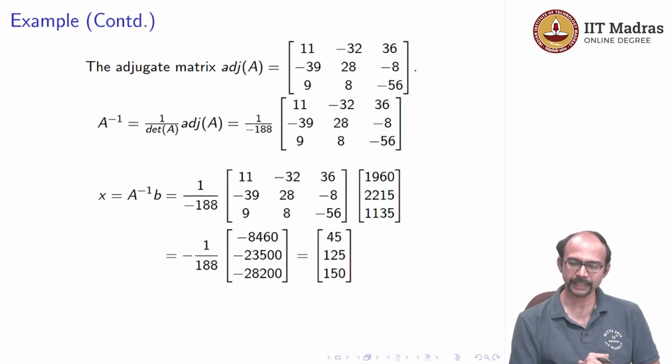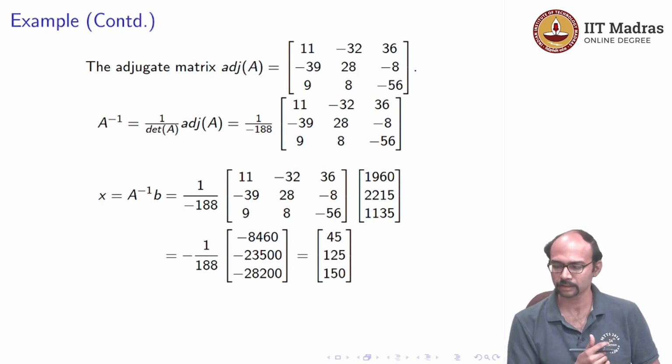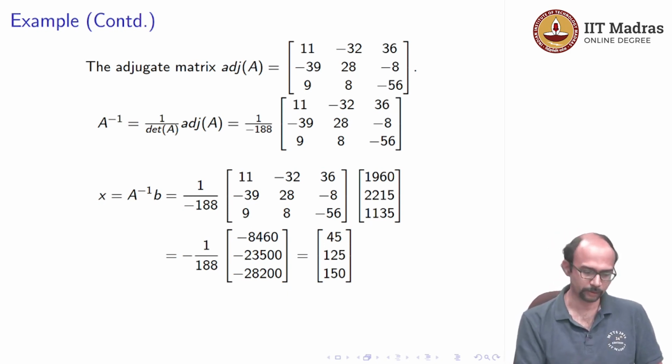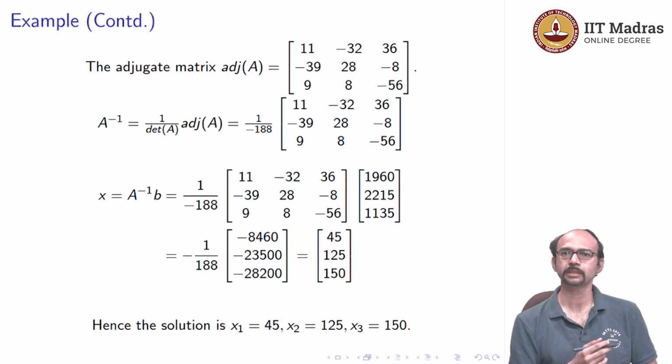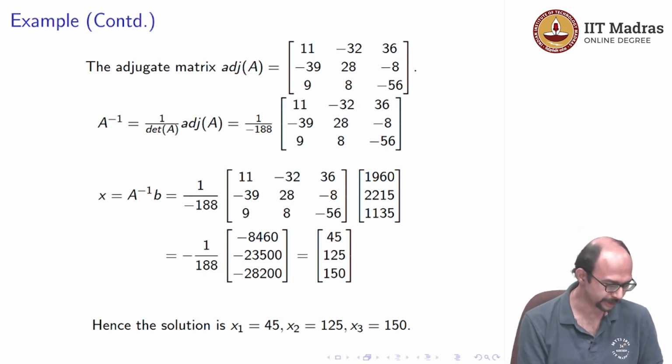And then what is x, which is the solution? The solution is A inverse B. So, you multiply all these, and then finally what you get is 45, 125, 150, which means x1 is 45, x2 is 125, x3 is 150. Okay. Now, I will ask you to compare this with the solution you got. We worked this out when we did systems of linear equations. So, look at that video and observe that we got the same thing.